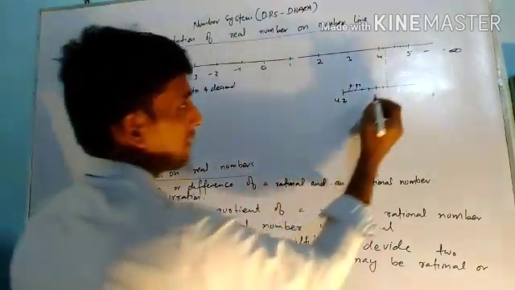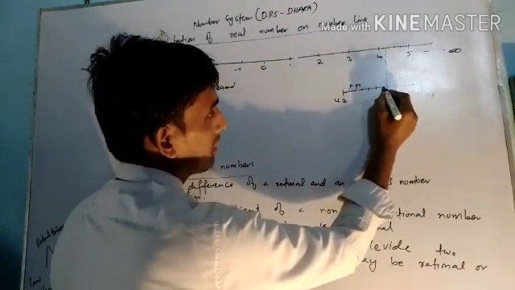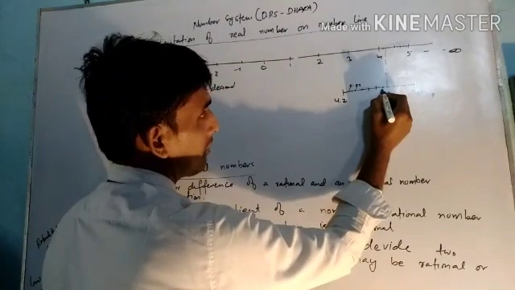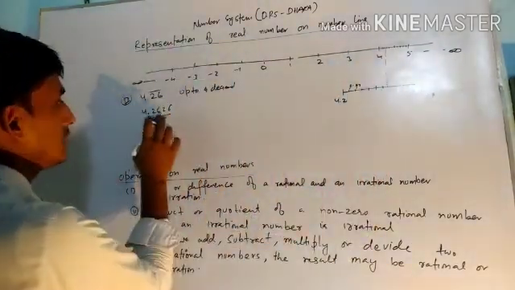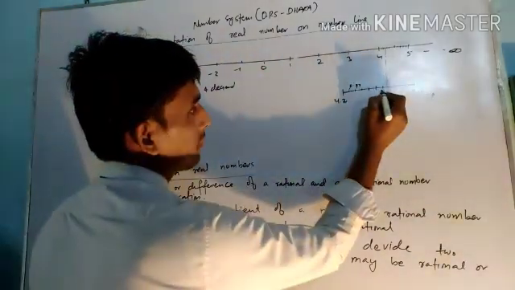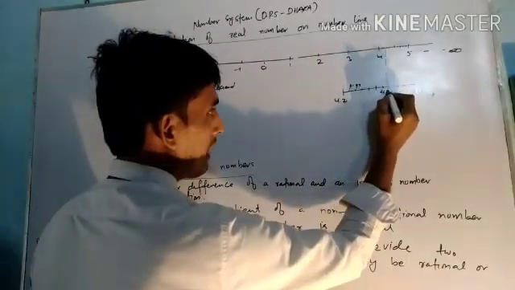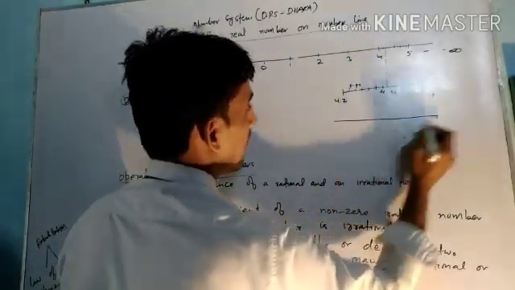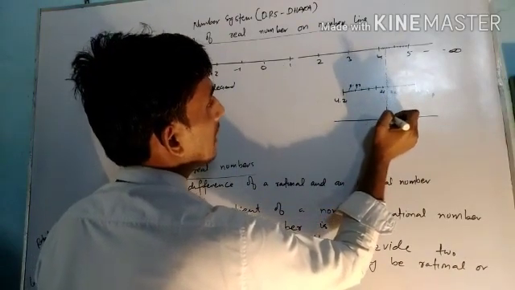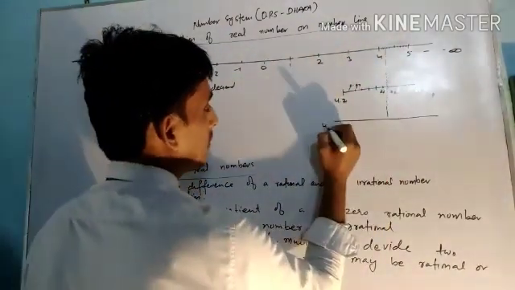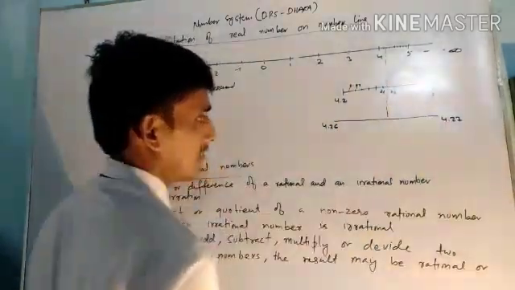Our number is 4.2626, so we have to magnify this again. This is 4.26 and this is 4.27. Our number is lying between 4.26 and 4.27. So again we will magnify this.